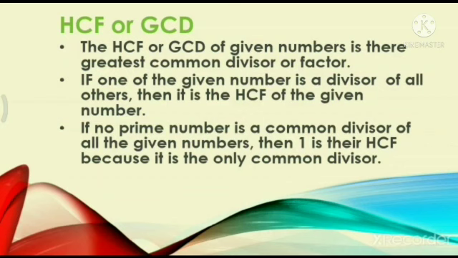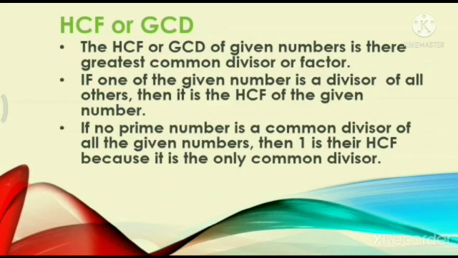Now, while finding the HCF, you have to keep certain points in your mind. That is, the HCF of given numbers is their greatest common divisor or factor. So, you have to find out the HCF. In HCF, whichever common factor is the bigger one, that will be your HCF. Clear? Then the next point you have to keep in mind is that if one of the given numbers is a divisor of all the others, then it is the HCF of the given numbers.